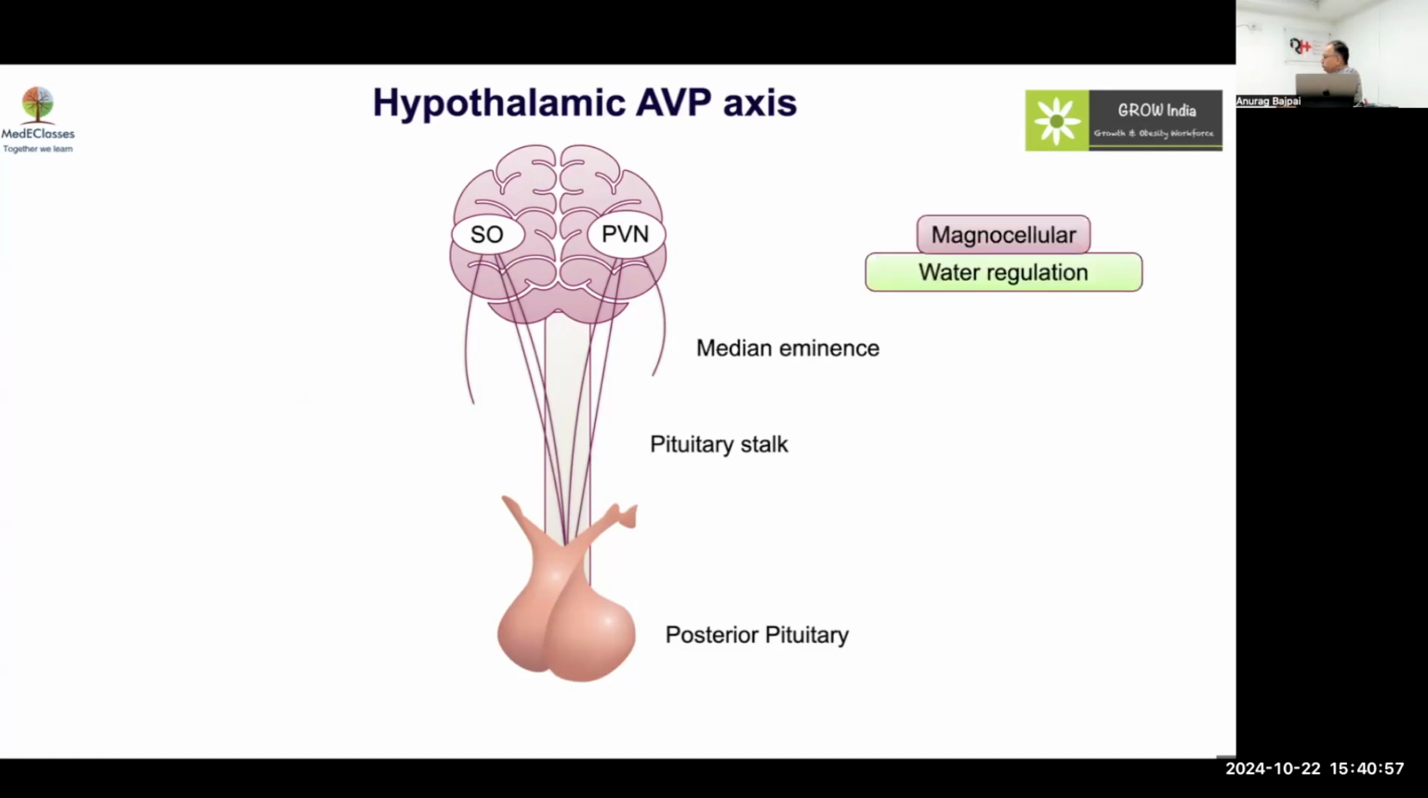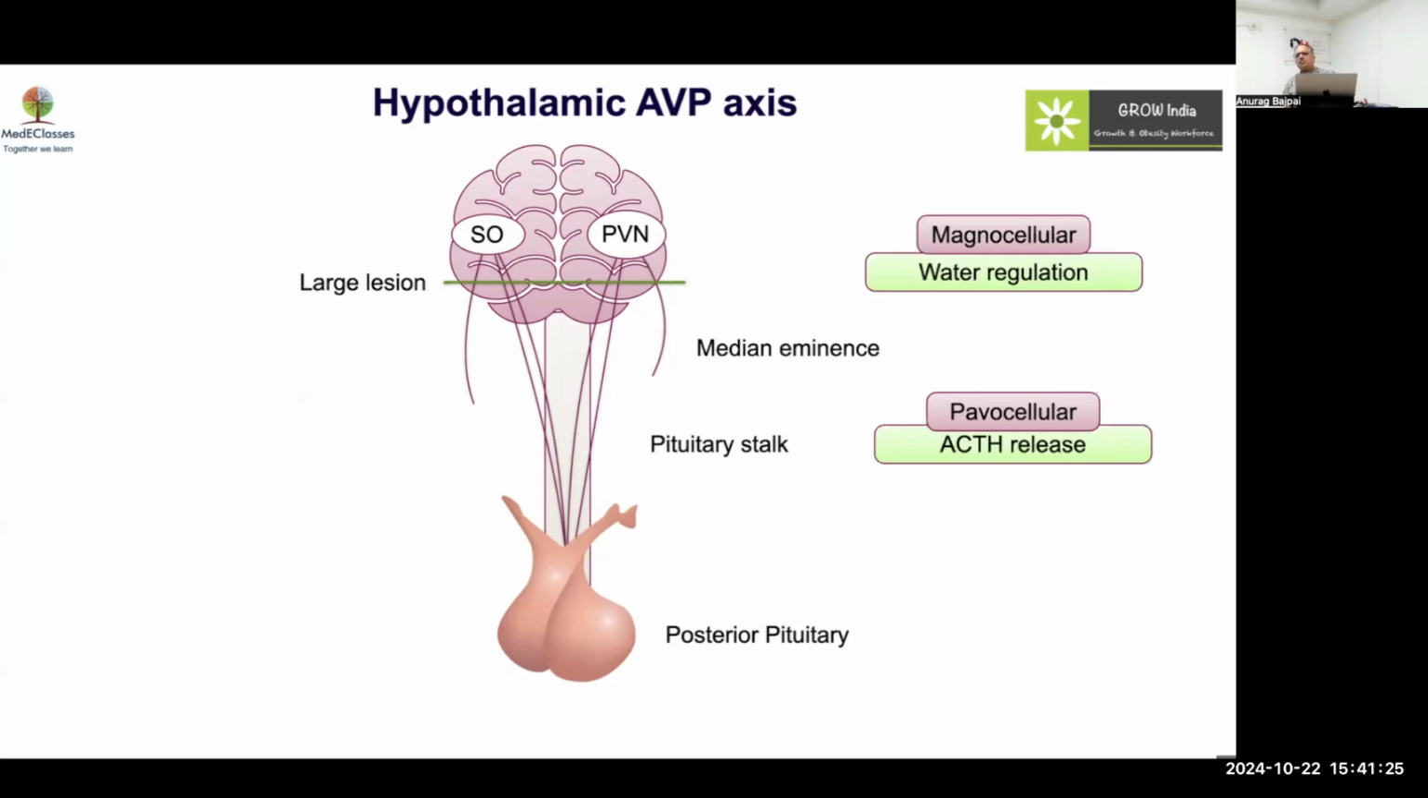because some amount is already there in the median eminence. So you have got two types of AVP neurons, and I talked about that. One is the magnocellular, which is the large one which we talk about in terms of water regulation. You have got parvocellular also, which are mainly regulating the ACTH release, which I talked a bit earlier in the HPA axis, and both become important. So for a hypothalamic lesion to cause DI, you need to have a large lesion. It has to be spread over a few centimeters.